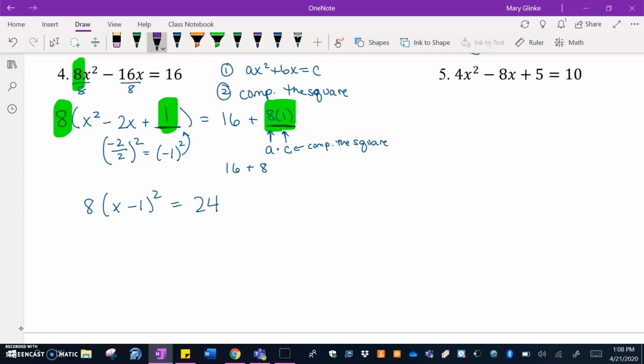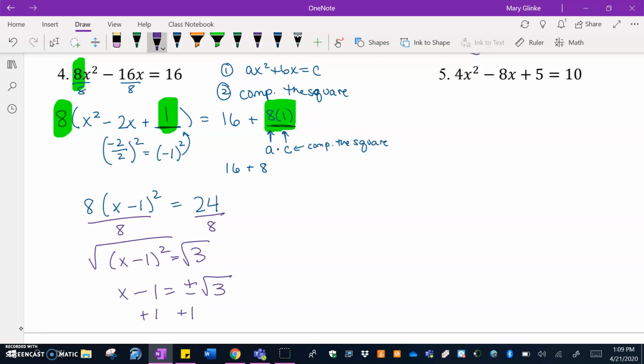We're going to continue to solve then by square rooting, so we have to divide by 8 prior to square rooting to get the squared part by itself. Then we can go ahead and square root both sides. We get x minus 1 equals positive and negative square root of 3. We're going to add 1 to both sides, and we're going to get x equals 1 plus and minus the square root of 3. This would be our final answer.